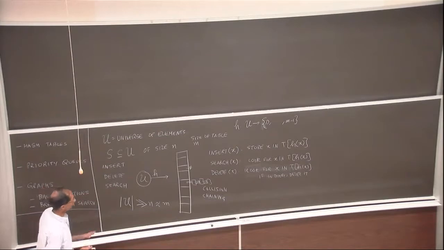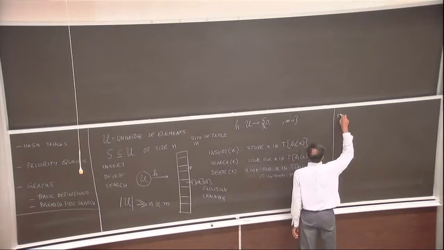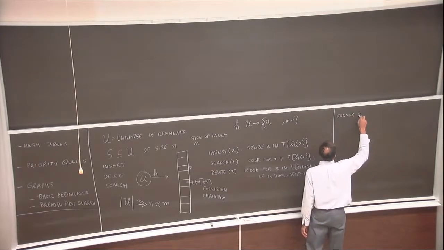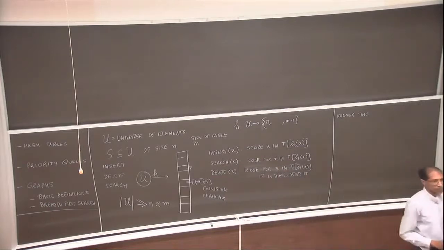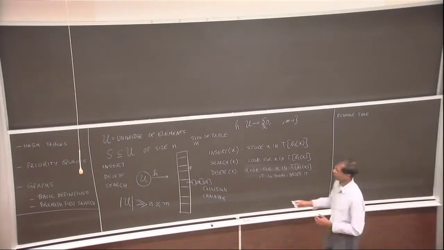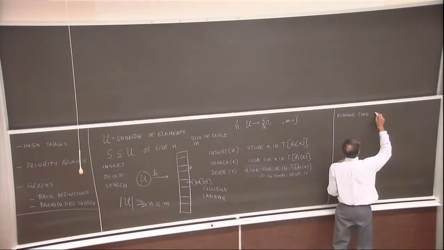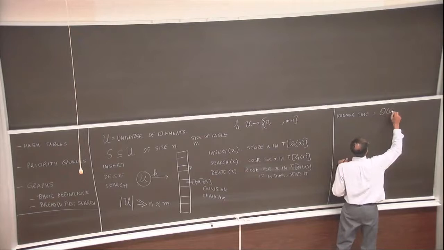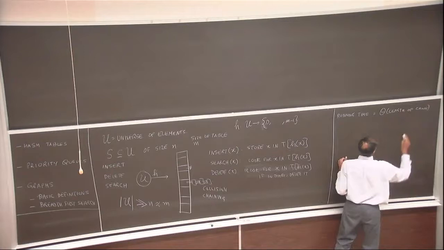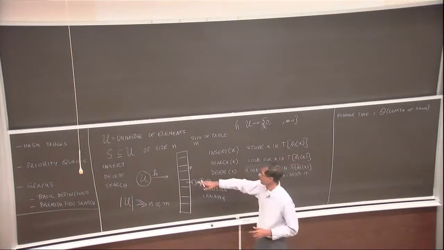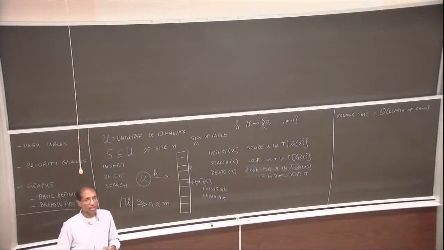Okay. So the thing to observe is that the running time of any of these operations, insert, search, or delete, is essentially proportional to the length of the chain. Okay? So the running time is something like theta of the length of the chain. This is not a very well written statement because the length of the chain, of course, varies from slot to slot. But you could say that, okay, the running time is theta of the largest length of the chain.